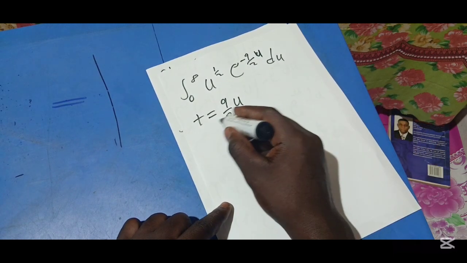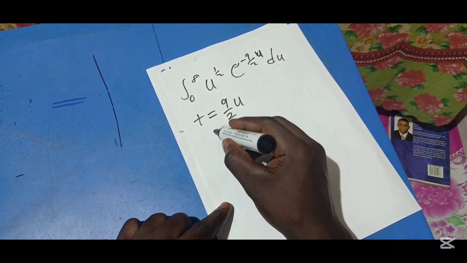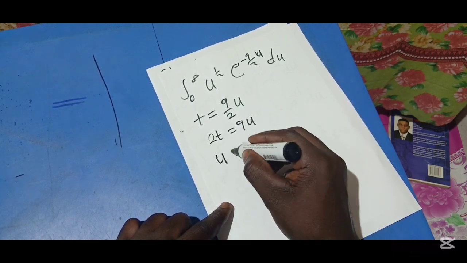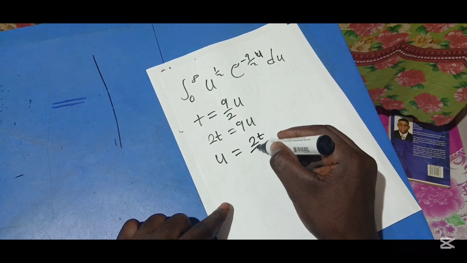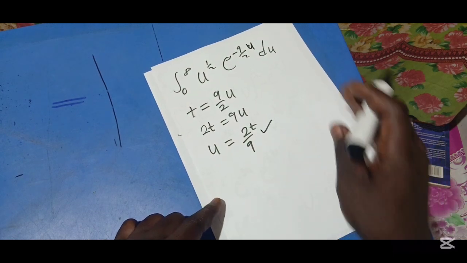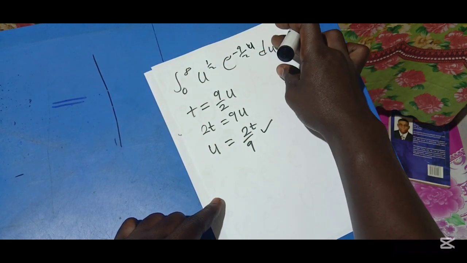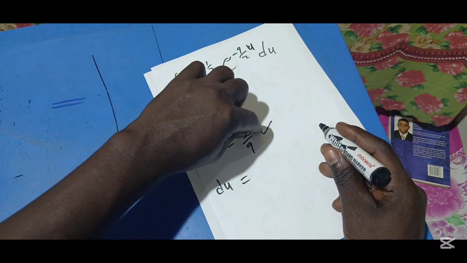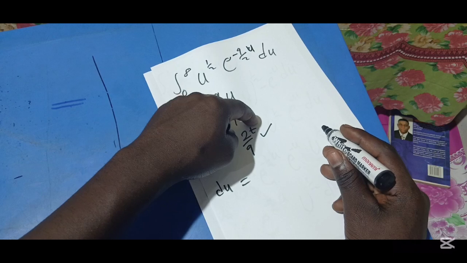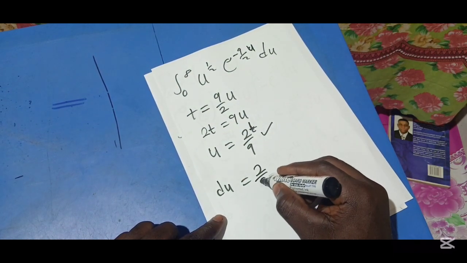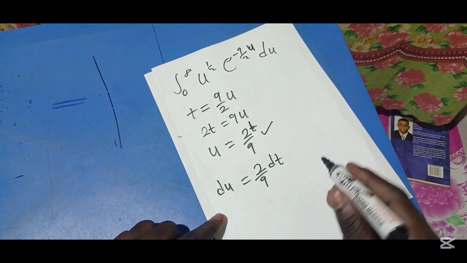Simplifying this term to make u the subject, 2 by 2 will give me 2t equal 9u. Dividing by 9, my u will give me 2t on 9. So this is the value for my u. Now I have to look for du so that I'll be able to replace everything here by its corresponding value. I'm going to differentiate this: 1 power 1 multiplied by 2 on 9, t power 1 multiplied by 2 on 9, is the same as 2 on 9 dt.